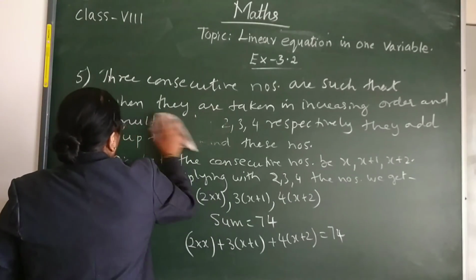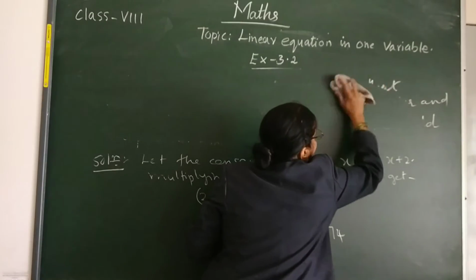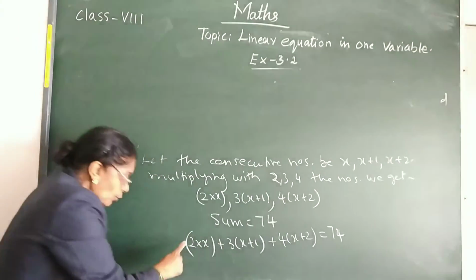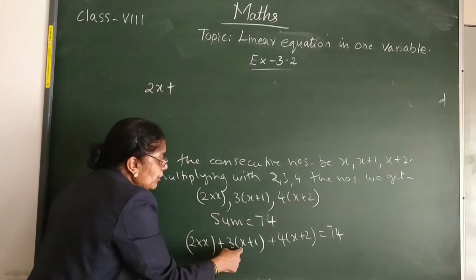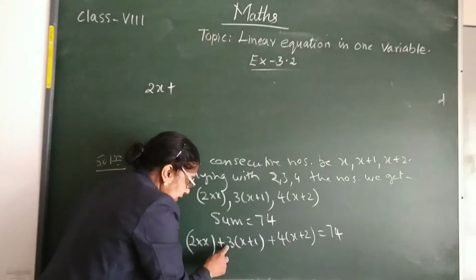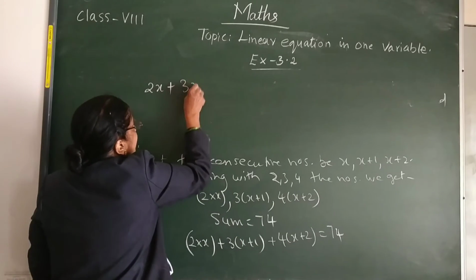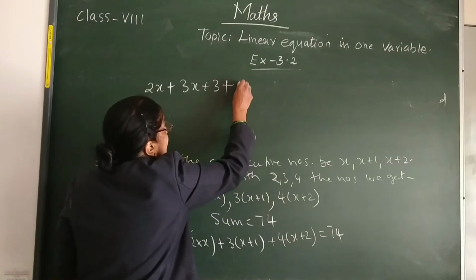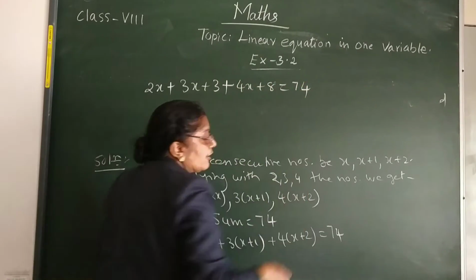Now let us see what we have to do. We have to remove the bracket and bring it into its simple form. 2 into x is 2x, plus, using the distributive property, which I already taught in rational numbers, 3 has to multiply with x and 3 with 1. So plus 3x plus 3, plus 4 into x, 4x plus 8, is equal to 74.